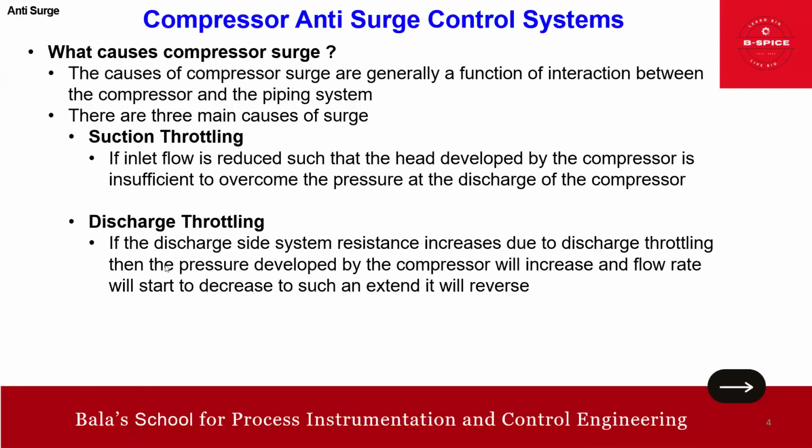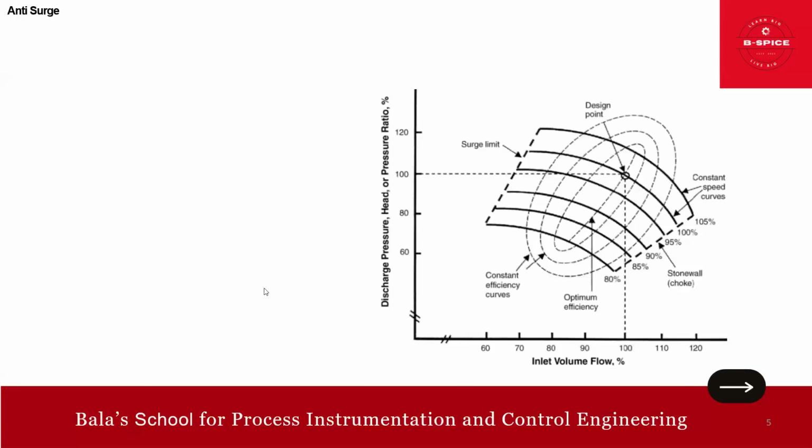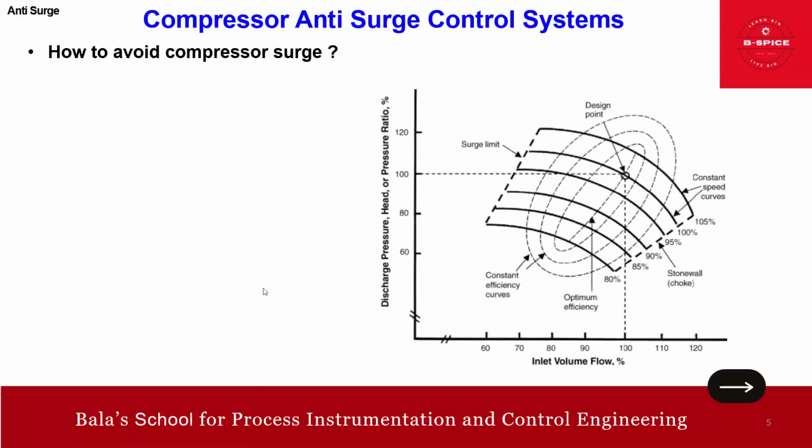Then discharge throttling. If the discharge side system resistance increases due to discharge throttling, then the pressure developed by the compressor will increase and the flow rate will start to decrease, to such an extent that it will reverse. This is about discharge throttling. Then change in the compressor speed. An increase in the operating speed of the compressor can also cause a compressor surge. So to sum up, there are three main causes of surge: suction throttling, discharge throttling, and change in the compressor speed. That's it. So now we'll see how to avoid the compressor surge.